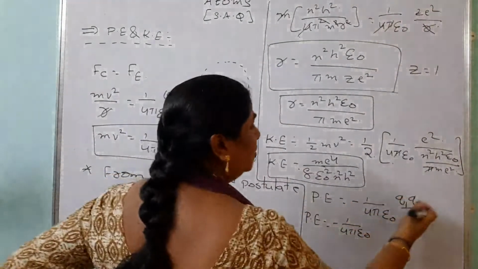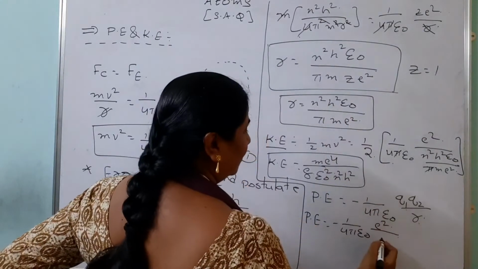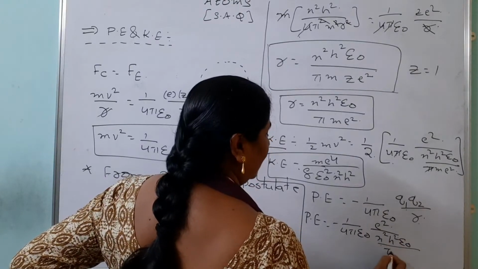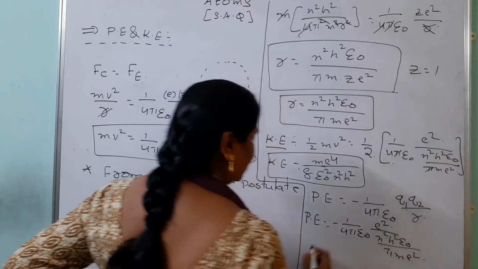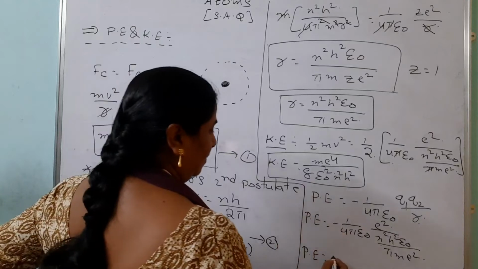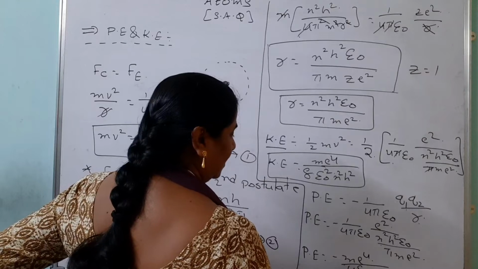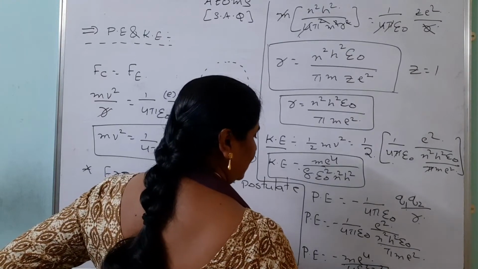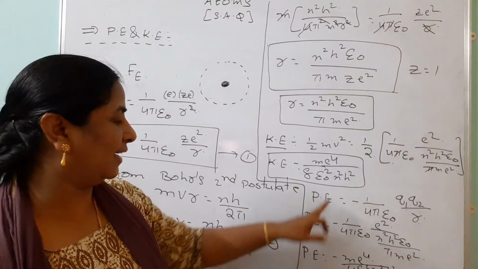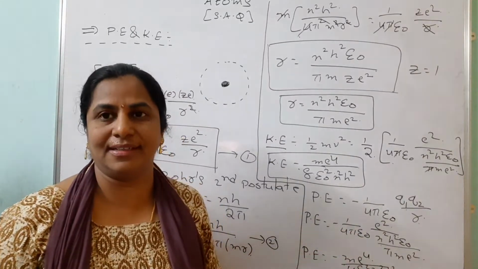Q1 Q2 we are taking as e square only, divided by, instead of R we are taking n square h square epsilon naught by pi m e square. After simplification we get potential energy equals minus m e to the power of 4 by 4 epsilon naught square n square h square. So when we observe this kinetic energy and potential energy, this is plus and this is minus. Here minus is representing the attraction.